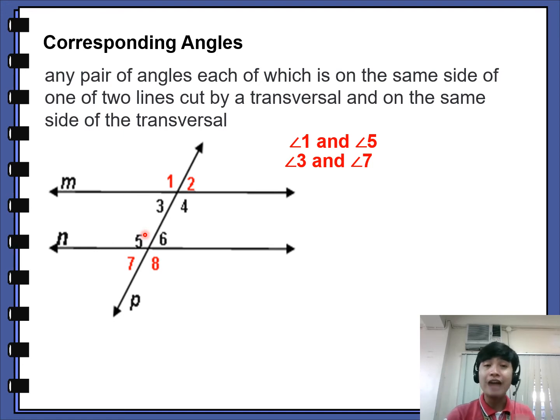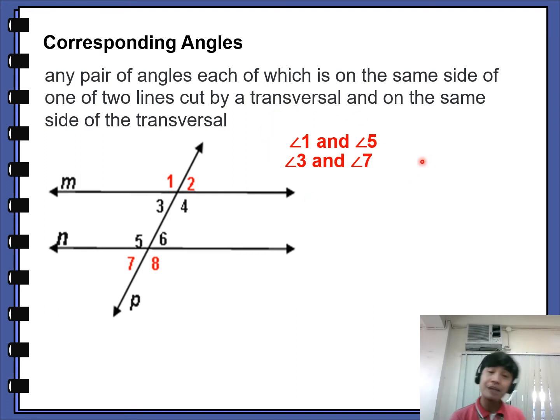Bakit po? Una, isang interior, isang exterior. Interior, exterior. Second criteria, hindi po sila adjacent. Si angle 3 ito, si angle 7 ito. They don't share a common vertex. Third criteria, si angle 3 at angle 7 ay nasa isang side lang ng transversal. Parehas po silang nasa left side. So, yan po yung unang first two pairs ng corresponding angles. Yan yung mga nasa left side.